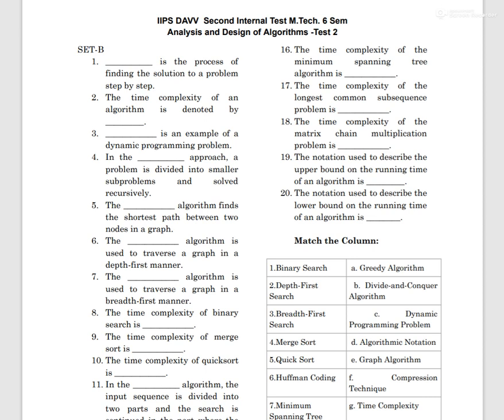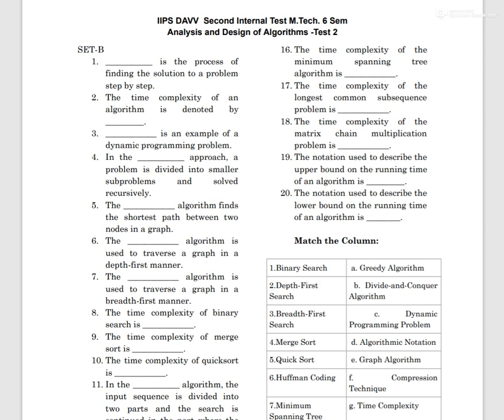The fifth question is the dash algorithm finds the shortest path between two nodes in a graph. So the shortest path can be found using Dijkstra's algorithm, and this algorithm uses the greedy approach by finding the minimum path from the present node and then moving forward on the minimum path node.